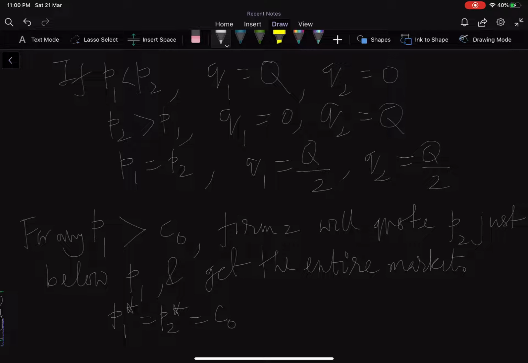So they'll keep undercutting each other until they hit the marginal cost. If they hit the marginal cost, they can't go below. If they charge below marginal cost, they'll run a loss. So it's better to earn zero profit than to earn a loss. So this is the unique Nash equilibrium of the game.